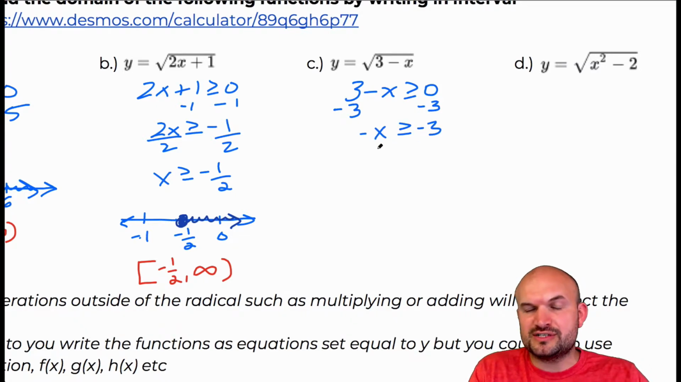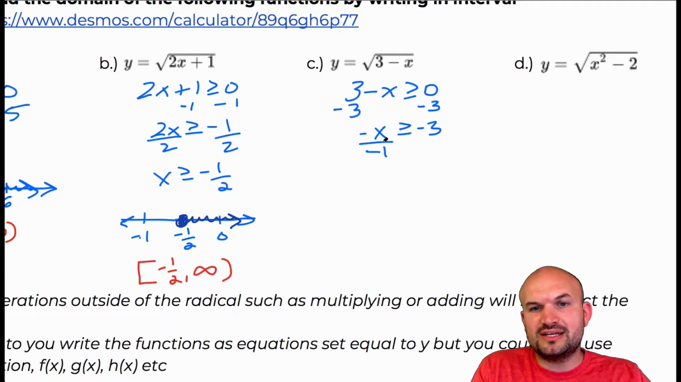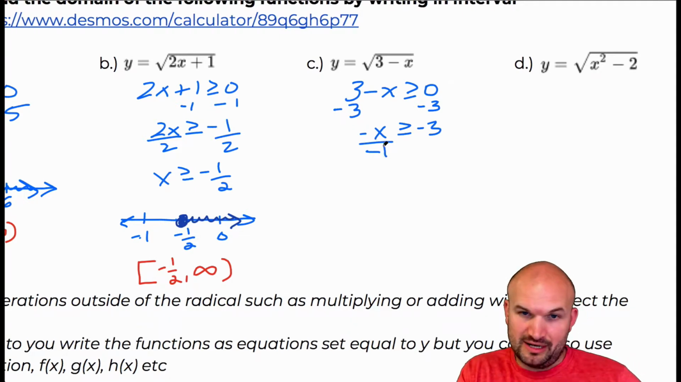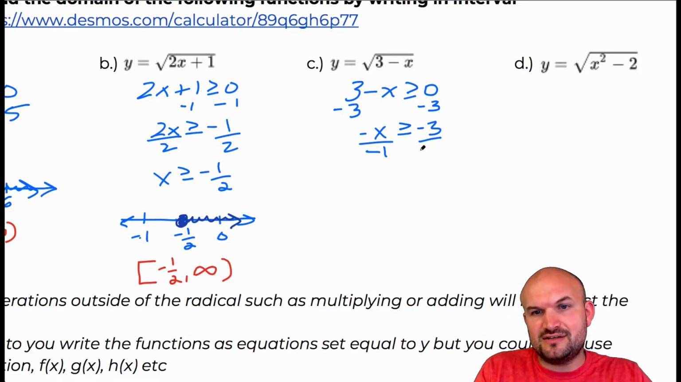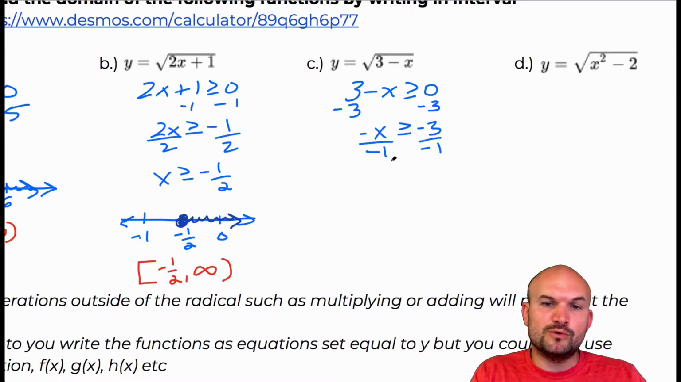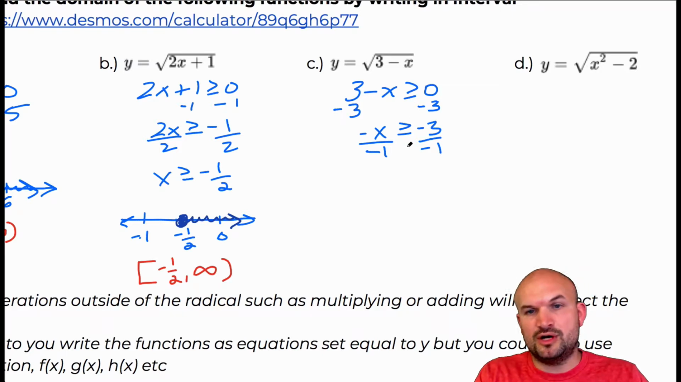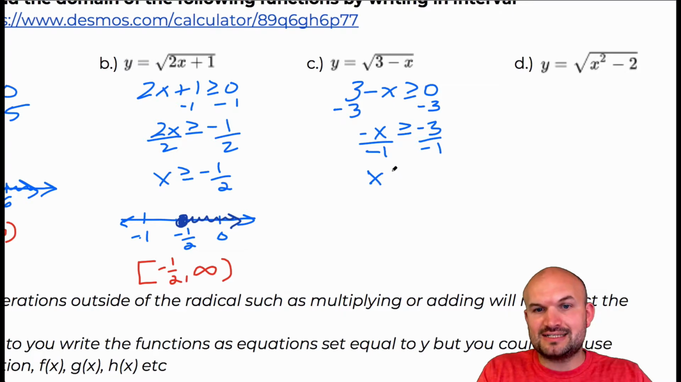The reason I want to do this is to remind students that when we're getting x to be positive, we don't want to solve for negative x. You have to solve for x. So when I'm solving for this x, I need to divide by negative 1. And just remember, when you divide or multiply by a negative number in an inequality, you have to flip the sign. So therefore, x is now going to be greater than or equal to positive 3.